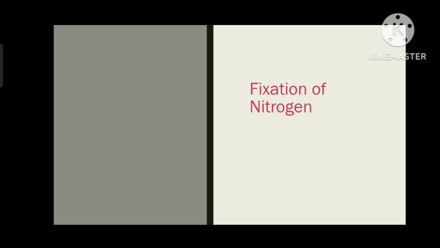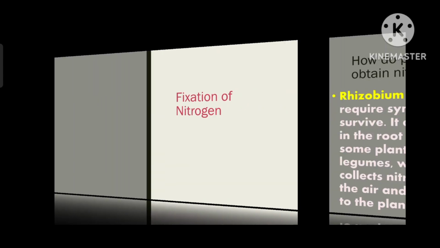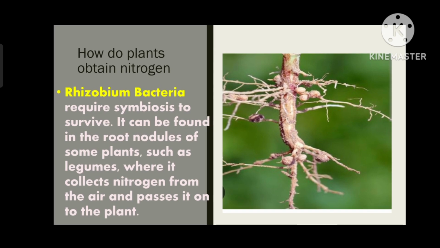How do plants fix nitrogen? Plants cannot utilize nitrogen directly from the air, so they utilize nitrogen from the soil. Rhizobium bacteria require symbiosis to survive. They can be found in the root nodules of some plants, such as legumes, where they collect nitrogen from the air and pass it on to the plants.